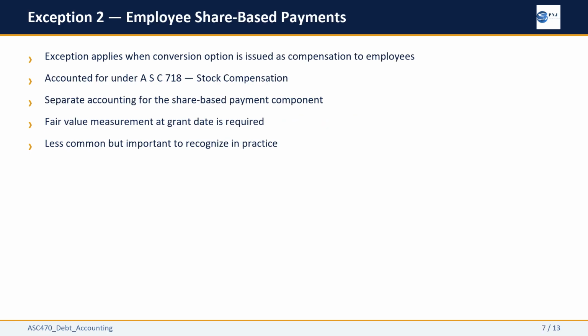The second exception is narrower and less common, but worth knowing. If a conversion option embedded in debt was issued as part of a share-based payment arrangement to employees, it falls under ASC 718, the stock compensation standard, not the standard debt rules. You account for the compensation component separately, measuring fair value at the grant date. The surprising part is that this distinction matters a great deal for income statement presentation. Compensation expense and interest expense are very different line items. If you ever see a convertible instrument tied to an employment agreement, flag it immediately for this analysis.